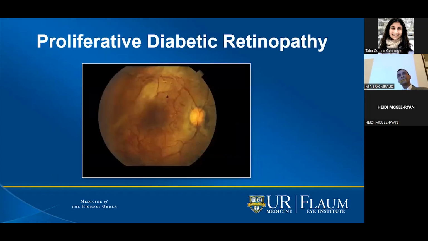Now, if there is continued loss of these capillaries, you end up having these large swaths of retina that are not getting adequate blood flow. And so in response, the body tries to create new blood vessels, and that would be your proliferative diabetic retinopathy. And you can see the extent of these new blood vessels, completely different from a normal retina there.